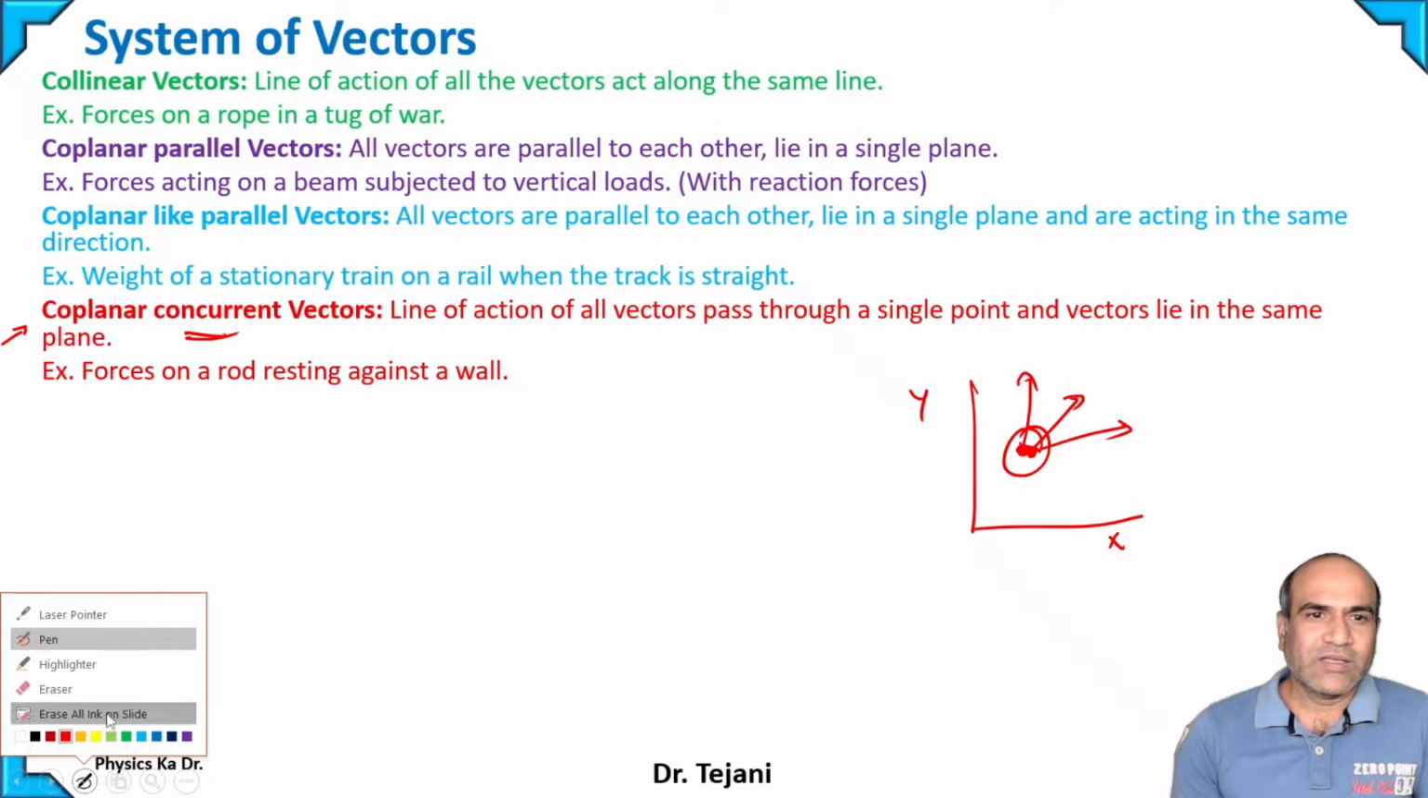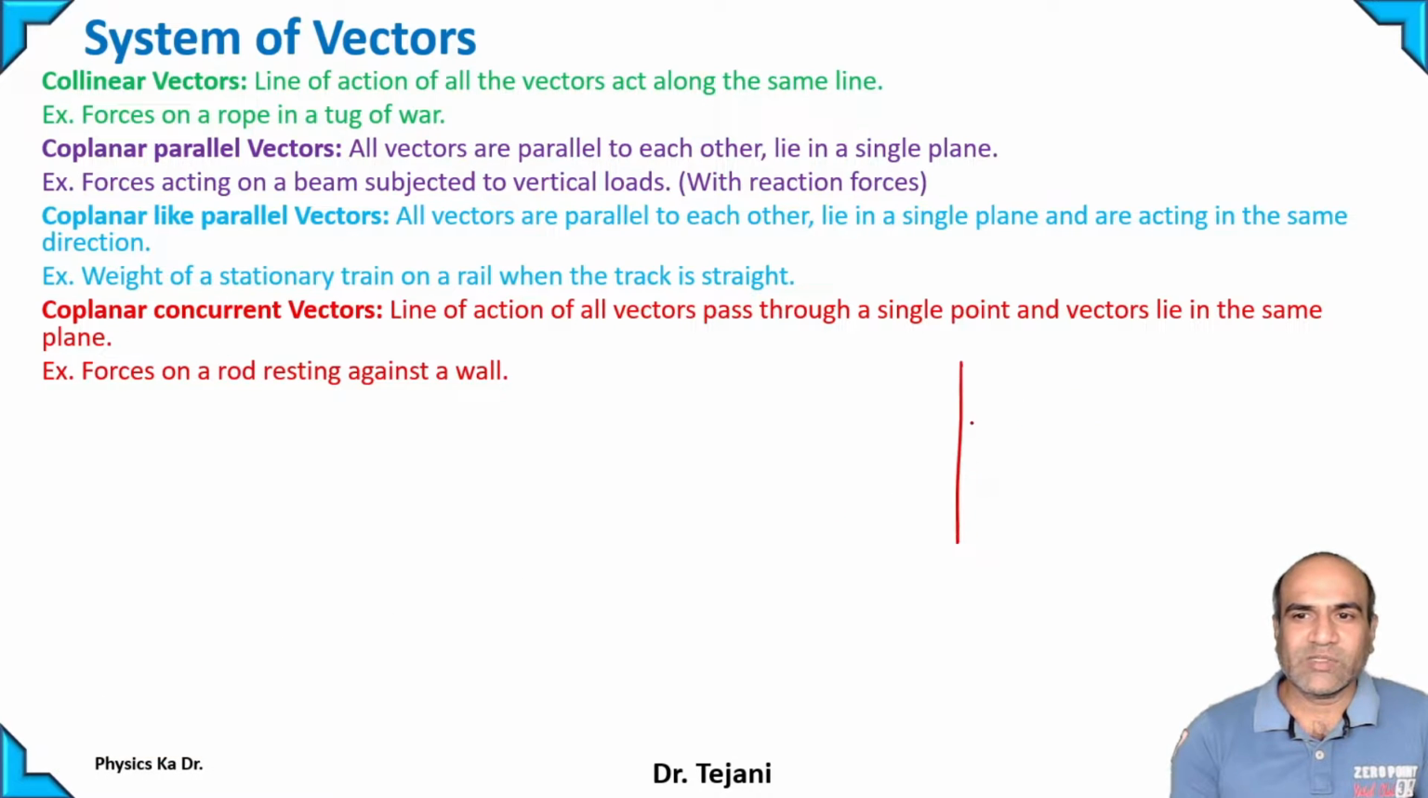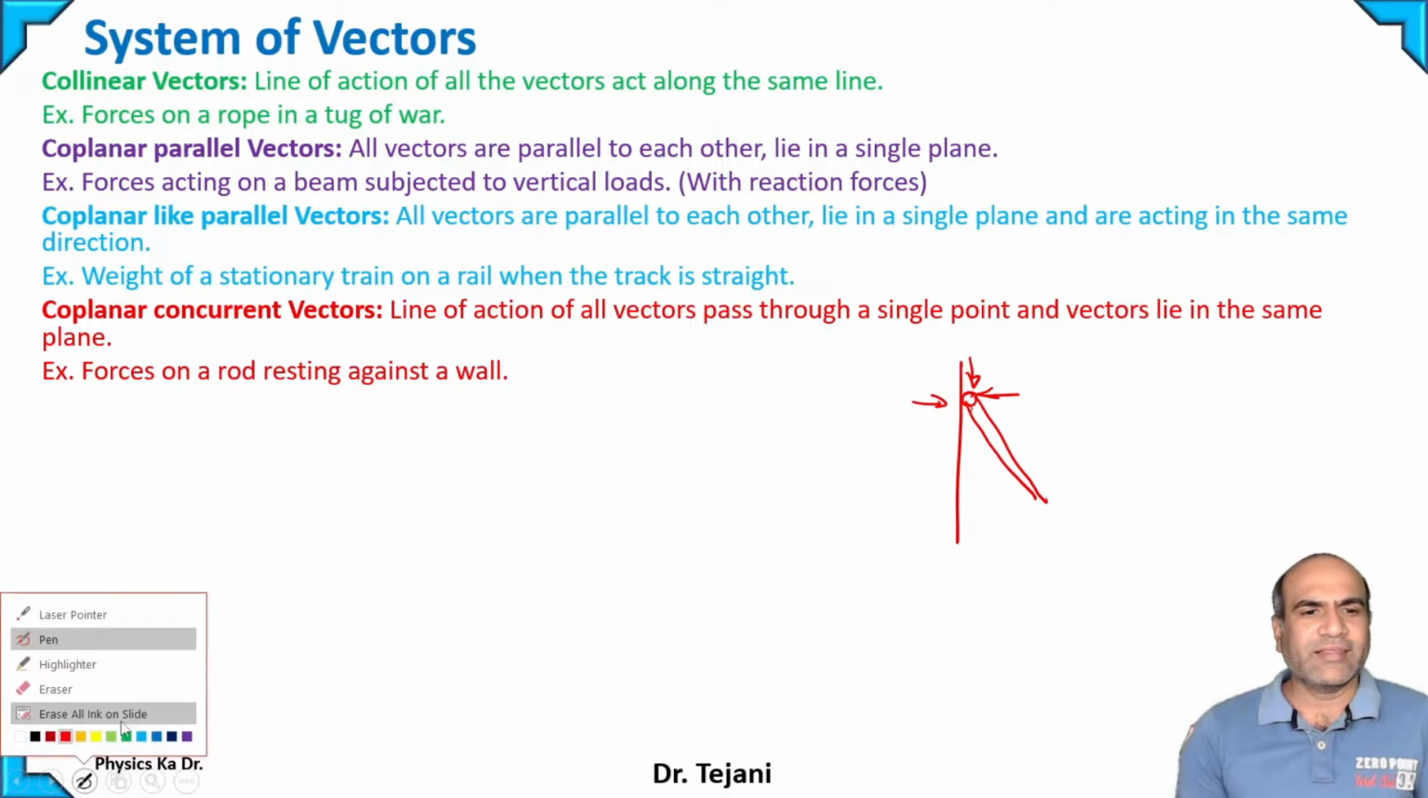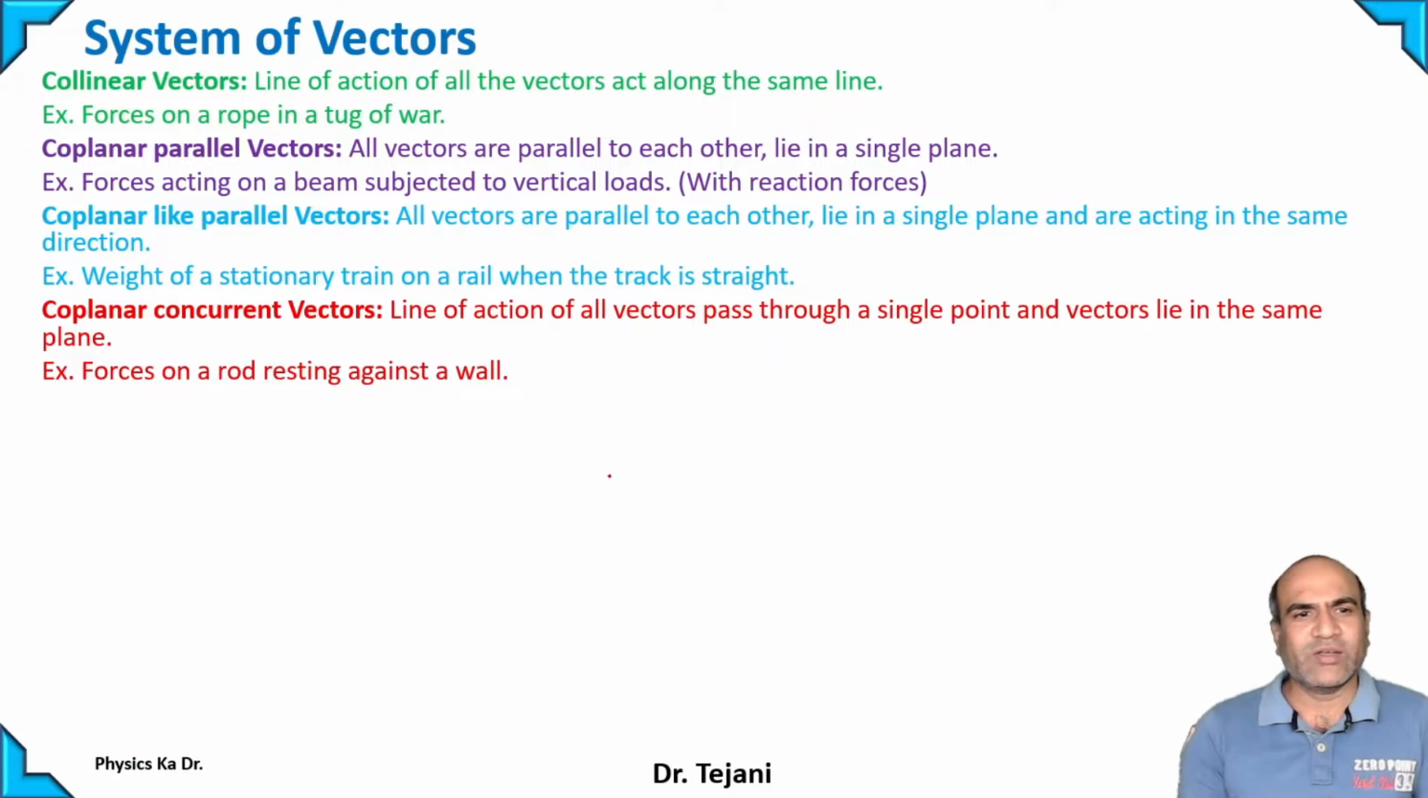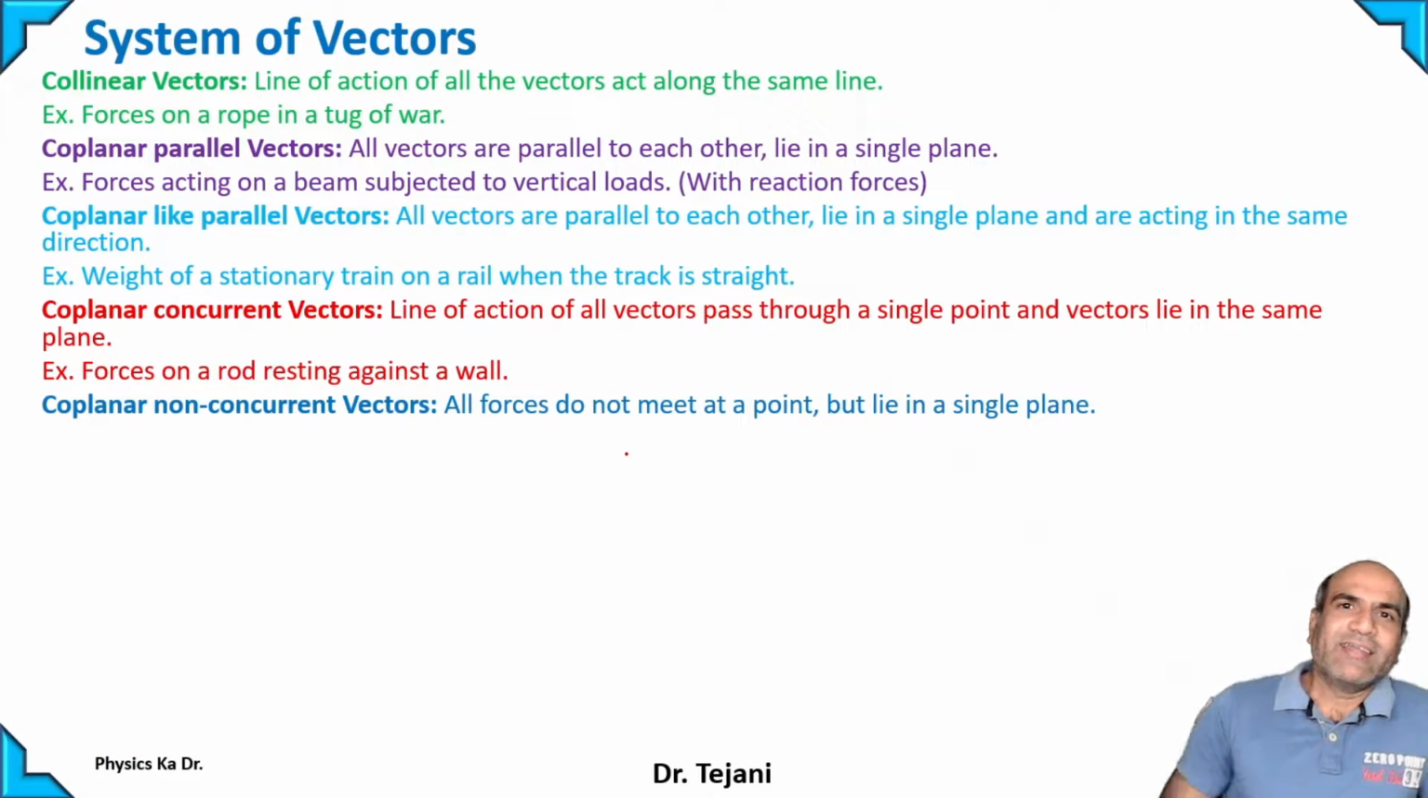Forces on a road, say for example, this is a wall and there is some kind of wall. So this is somewhat road. It is resting. So whatever forces, reaction forces, or downward forces, friction forces may be there, they all are pointing at the similar place. You will be solving so many examples on it. Don't worry.